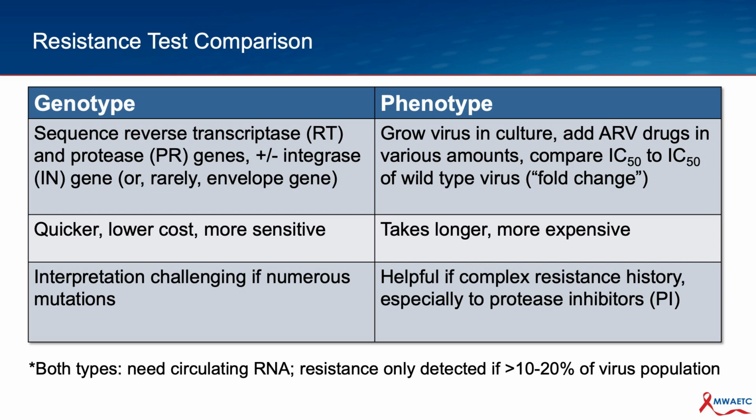I'll show you examples. Why do we favor this type? It's quicker than a phenotype, it's somewhat lower cost, and it's actually more sensitive. I'll talk a little bit more about that. The biggest downside is if numerous mutations accumulate, it can be challenging to interpret what resistance is predicted, but I will show you tools to help with that.